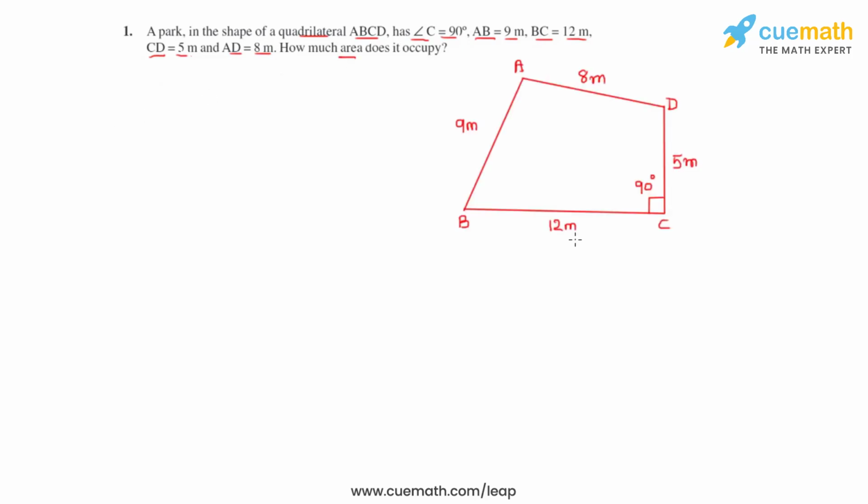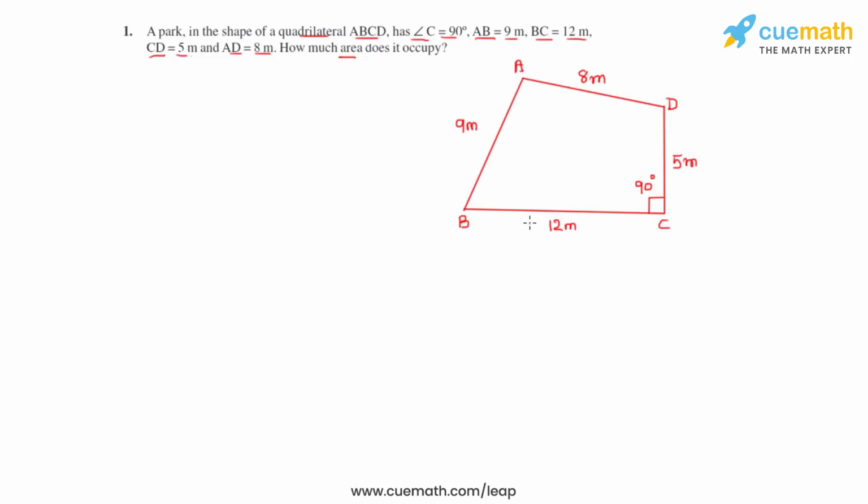Question number 1 of this exercise says that a park is in the shape of a quadrilateral ABCD which has got angle C equal to 90 degrees and the four side lengths are given as AB equals 9 meters, BC equals 12 meters, CD equals 5 meters and AD equals 8 meters. We have to find how much area this park occupies. So let's first draw the required quadrilateral.